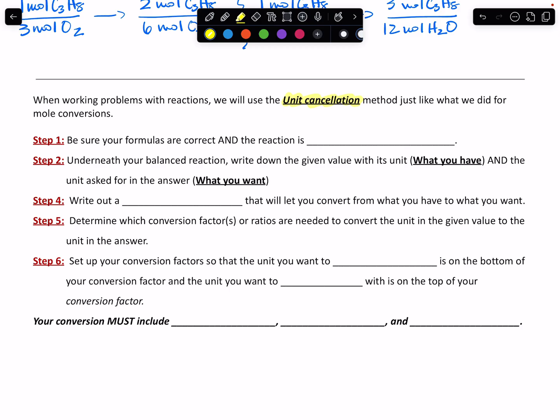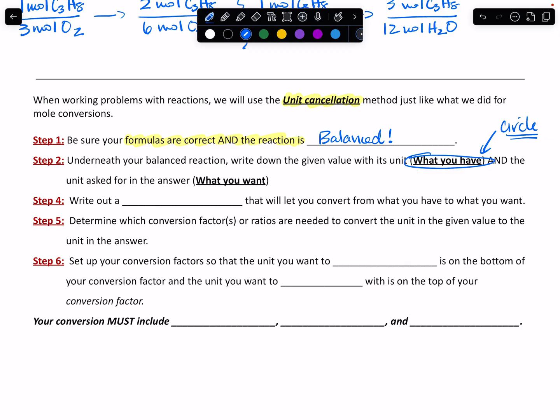All right, so the first thing we have to do, we have to make sure that our formulas are correct and that our reaction is balanced. All right, so again, if you need a refresher on balancing, please go back and check out that screencast. All right, underneath your balanced reaction, you're going to write down what the given value is with its unit. This is going to be what you have. And I tend to circle what I have.